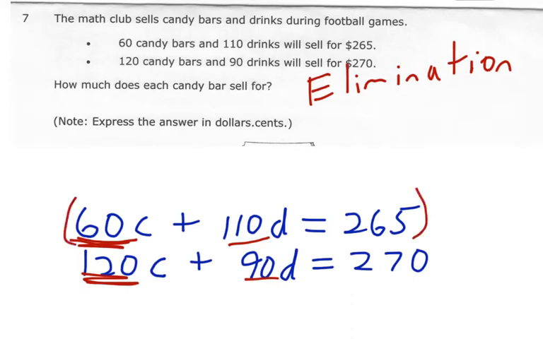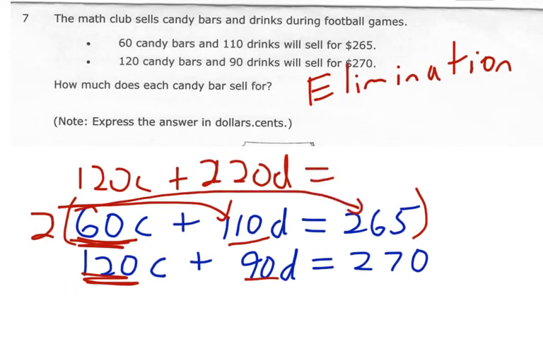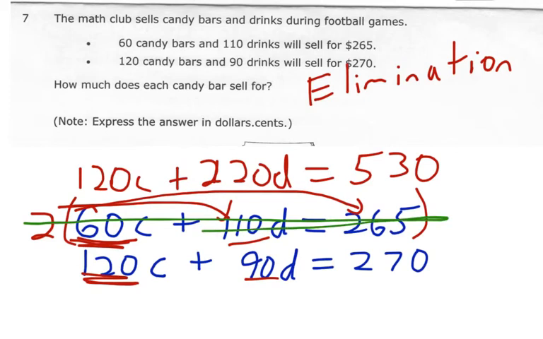So if we double that top one, I'm going to write it above here. If we double that, it would be 120C. I'm going to double everything, so I'm distributing that 2. And then 2 times 110D would be a positive 220D. And then if I multiply the 2 by 265, that would equal 530. Now we can ignore that middle equation because we've just converted it, and we're just looking at the top one, the 120C, and the bottom 120C.